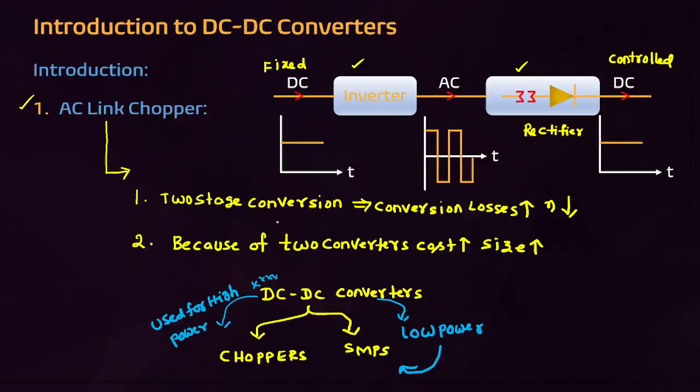Friends, all of you concentrate. First, we have to start with some introduction. Friends, we know that in DC to DC converters, fixed DC is converted into variable DC. Before developing the direct conversion from DC to DC, we used the AC link chopper. AC link chopper means it is a combination of inverter and rectifier. In AC link chopper, first DC is converted into AC, then AC is converted into DC.